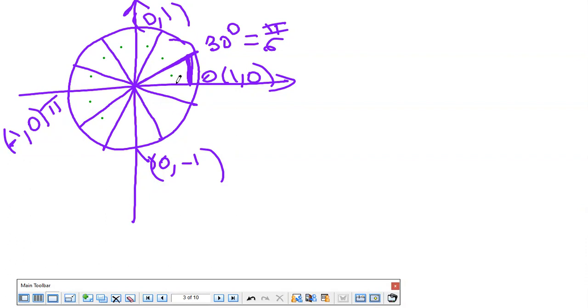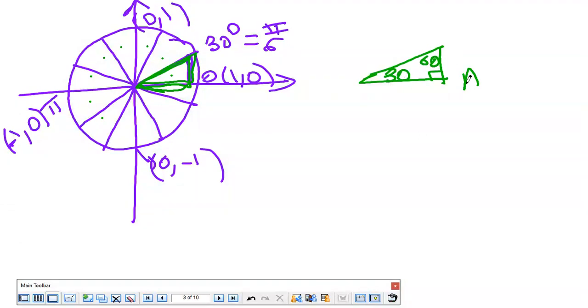Now, for each angle, we have different sine and cosine. But how are we going to find that? First, I need to know: when I say cosine and sine, it means for cosine I want to find this distance, the x, and for sine I want to find the y. So let's take this triangle out of the unit circle. It's a right triangle, guys. If this angle is 30 and here is 90, so here is 60.